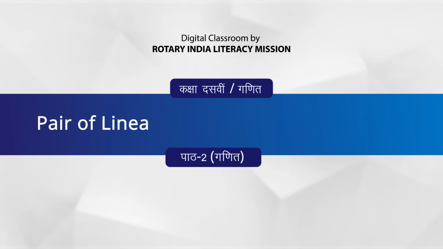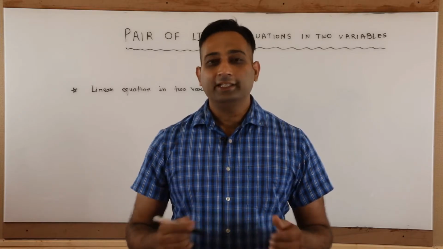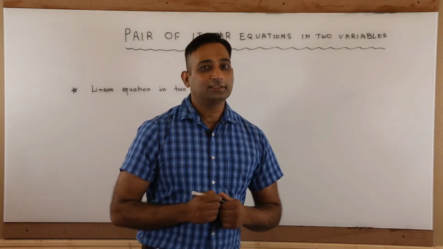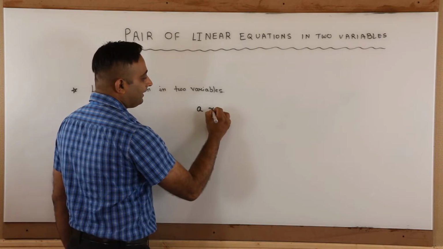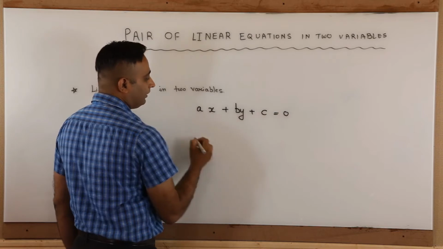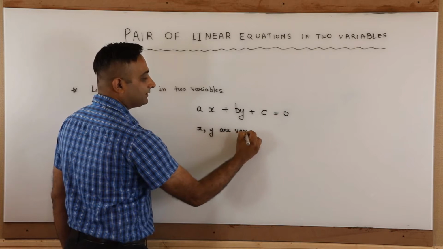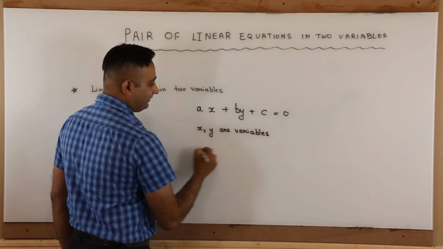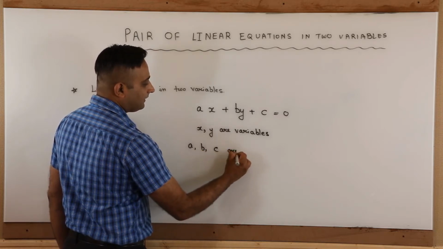Today we will discuss the chapter pair of linear equations in two variables. It is the third chapter of class 10th. Dear students, in the previous class we discussed the linear equation in two variables. It is represented by ax plus by plus c equals 0, where x and y are variables and a, b, c are real numbers.